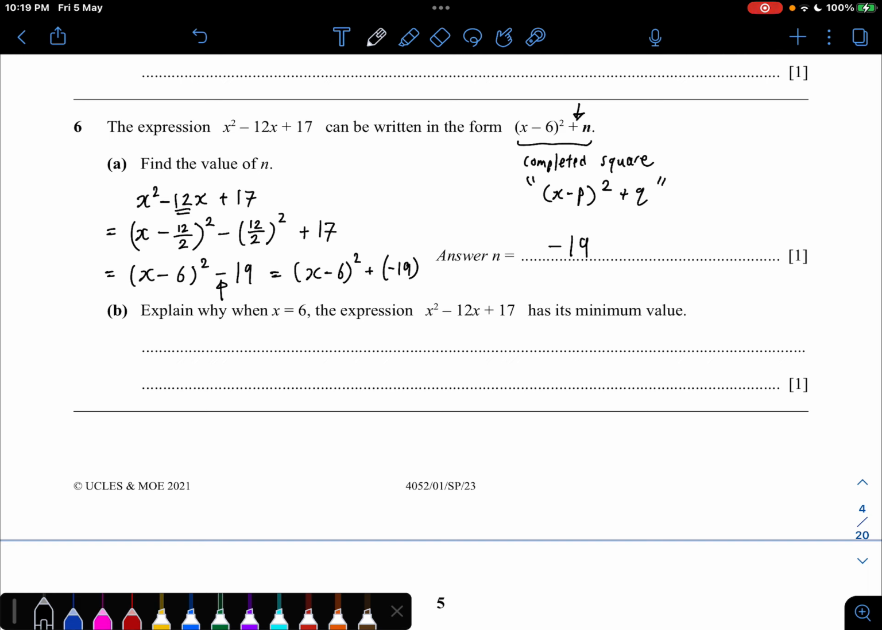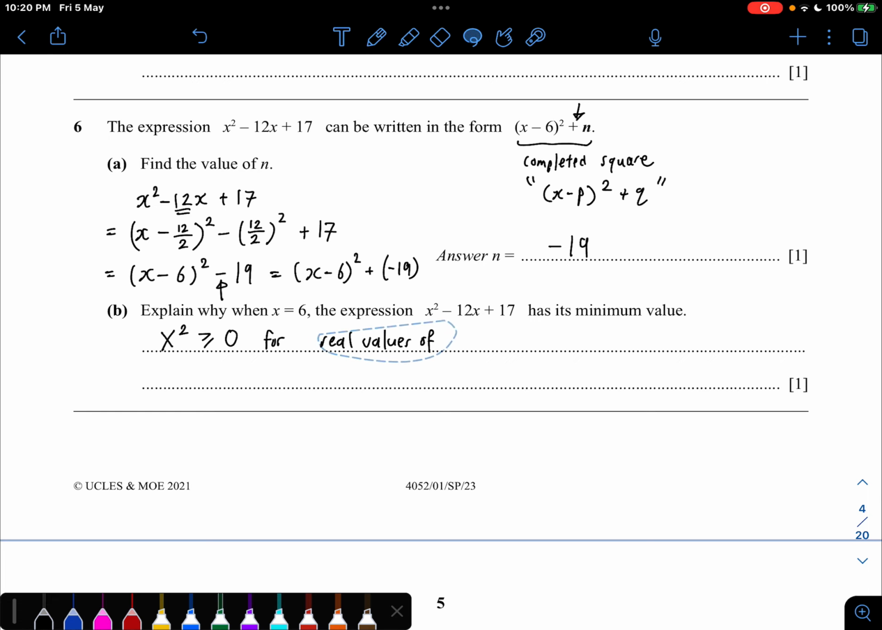Now explain why when x equals 6 the expression x squared minus 12x plus 17 has its minimum value. Okay, so the first thing you must understand is that any expression squared is always more than or equal to 0 for real values of x.